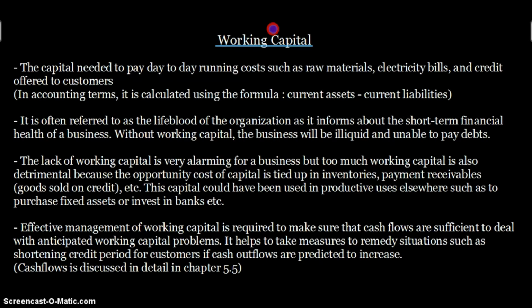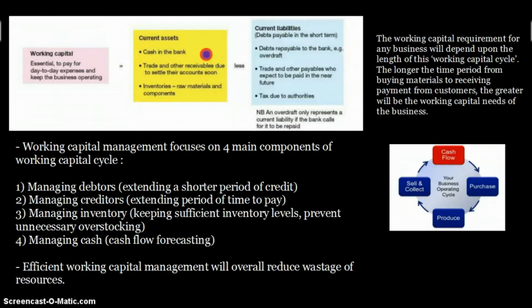Now, some of you might be confused about what can be classified as current assets and what are current liabilities. For those, here's this basic slide. Working capital is essential to pay for day-to-day expenses and keep the business operating. It is calculated with the formula current assets less current liabilities. Current assets include cash in the bank, trade and other receivables due to settle their accounts soon, and inventories, that is raw materials and components. All these are counted as your current assets. Current liabilities are debts payable in the short term.